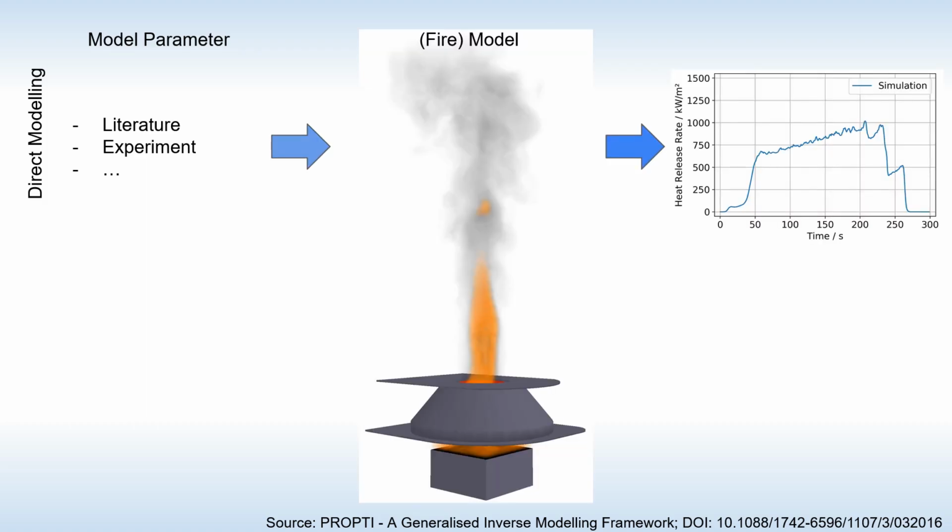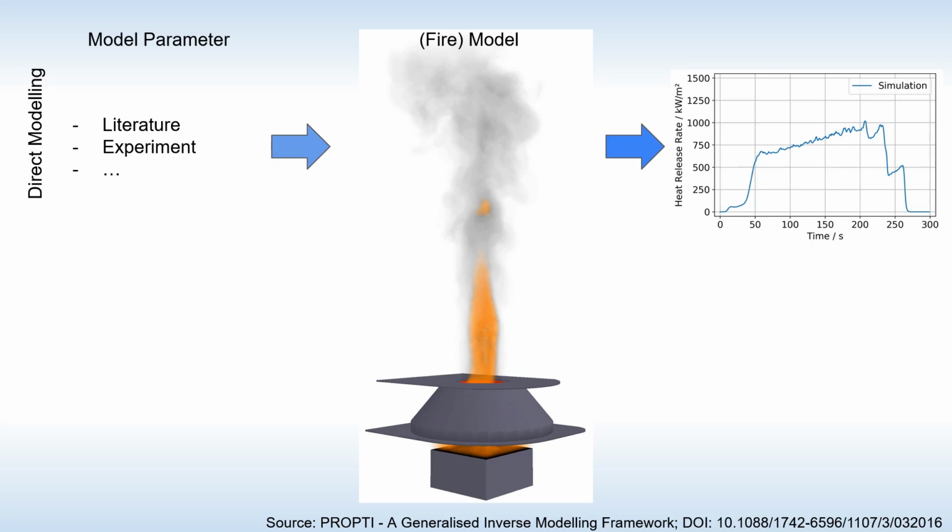Direct modeling is relatively straightforward. We have some model and we provide it with parameters that we get from literature or the experiment. Then we run a simulation and get a result. This requires that we have all the necessary models and parameters. However, not all parameters may be easily obtained, if at all.